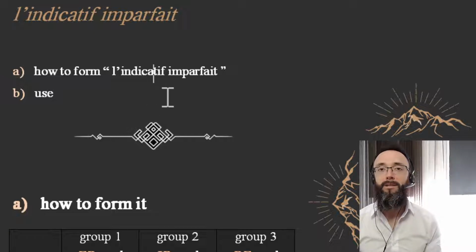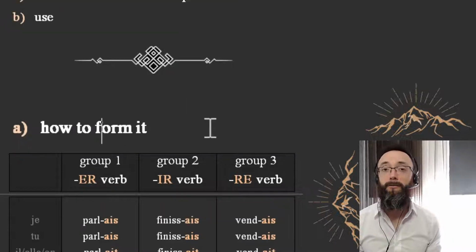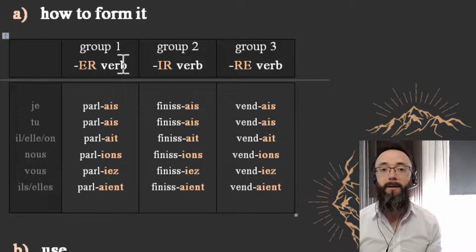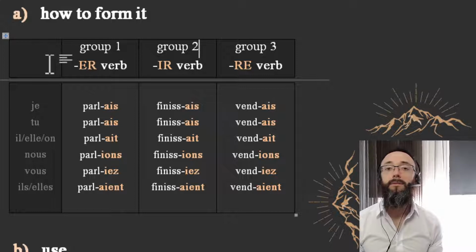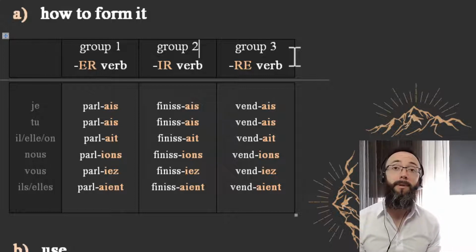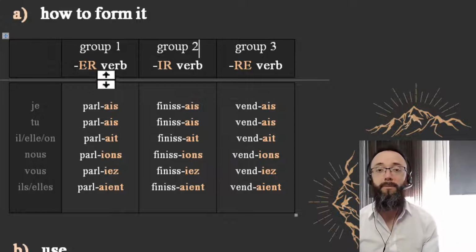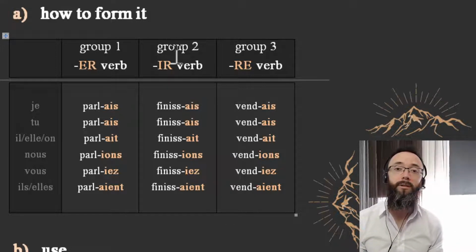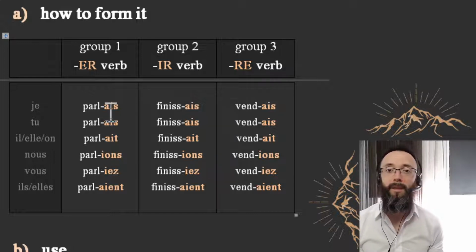And back to what I was saying, we're going to cover this lesson in two parts, and now just cover how to form it. This is the very first step, most important. You cannot use the imparfait before you know how to form it. So, as you know, the verbs of the French language are divided in three groups. We have the ER verbs, group 1, IR verbs, group 2, RE verbs, group 3.